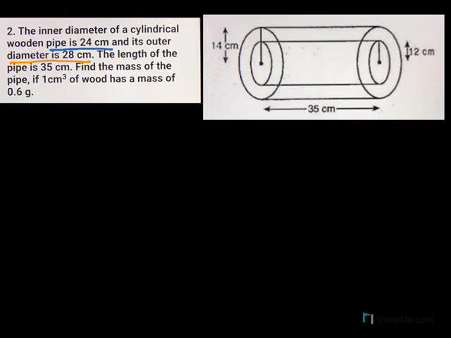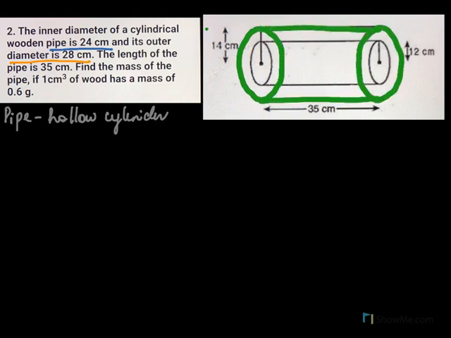Here we are dealing with a pipe. So the first thing we must know is a pipe is a hollow cylinder. Hollow means empty from inside. So if this is my pipe, here is the pipe, dimensions are given. This is the entire pipe, and I must know the volume of this wood, this part. It's hollow here.